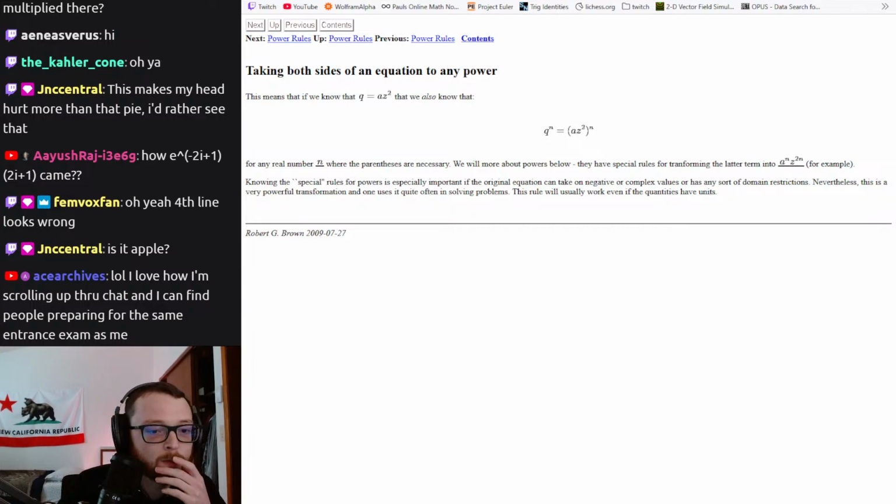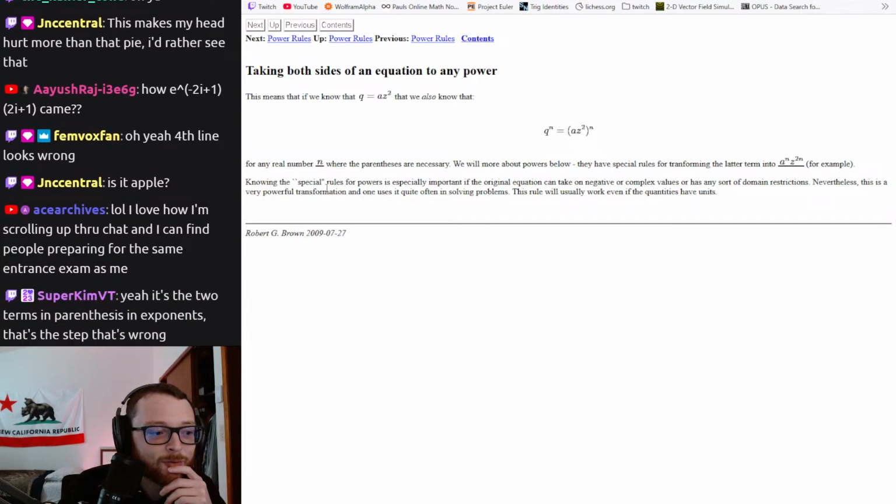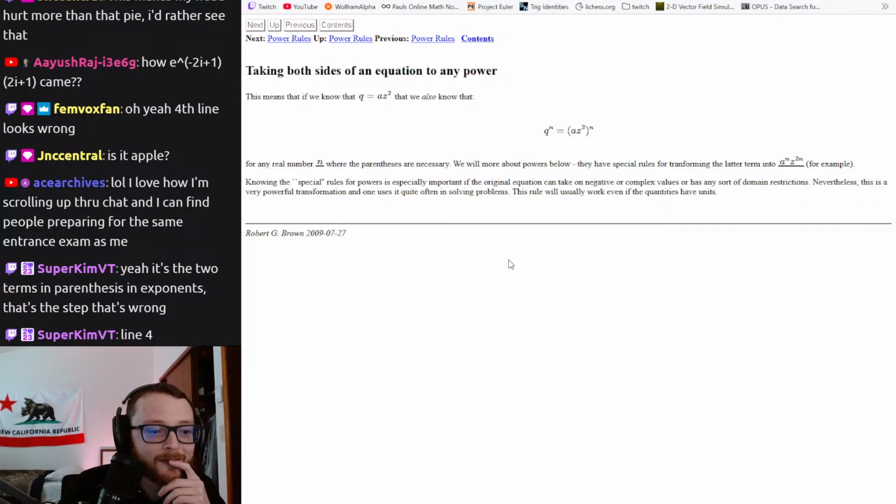What I just wrote is how it came around. The person raised both sides to the power of 2 pi i plus 1. I guess, Kim, is that the step that's wrong? The part where we raise each side to a power? What side's equation? The two terms. Okay.